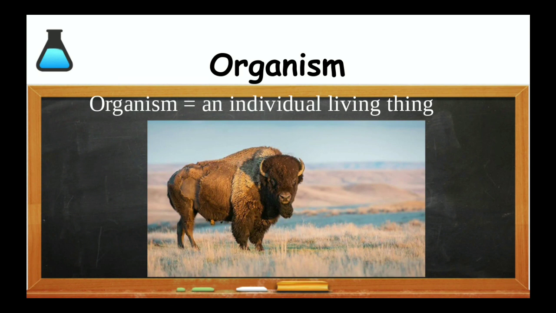The smallest category is an organism. We already learned about organisms when we learned about the smaller scale levels of biological organization, where we talked about cells, tissues, organs, organ systems, and organisms. So an organism is just an individual thing. Here we have a bison.